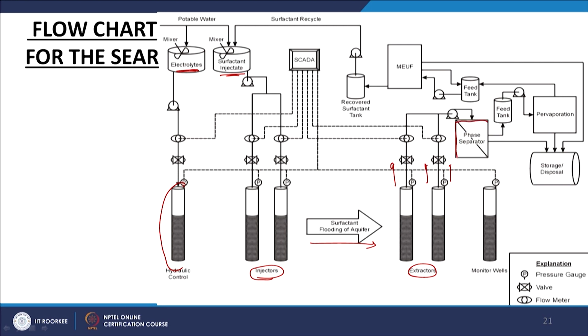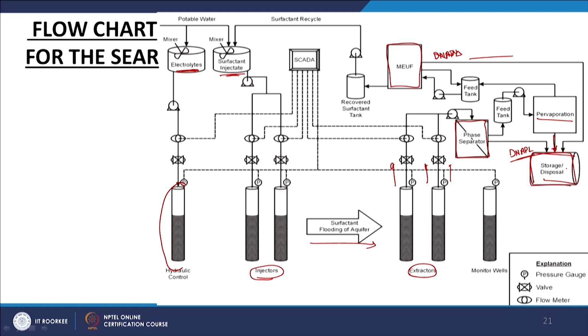Then it is extracted through these extractors. And where do they go? They go to a phase separator. In this phase separator, the DNAPL goes to storage or disposal, and the other stream is further treated by pervaporation. We are not going to go into that in detail. Again you are going to have some other DNAPL coming out here, and then a feed tank, and then again further treatment. Again you are going to have some DNAPL, or if not DNAPL, relatively concentrated or dirty surfactant. Part of the dirty surfactant comes back for storage and disposal, and a part of the surfactant, or the initial fraction of it, will be recovered and pumped back in. So here, more or less, you have 2 stages of treatment for your surfactant, and then a part of it is recovered and re-injected here.